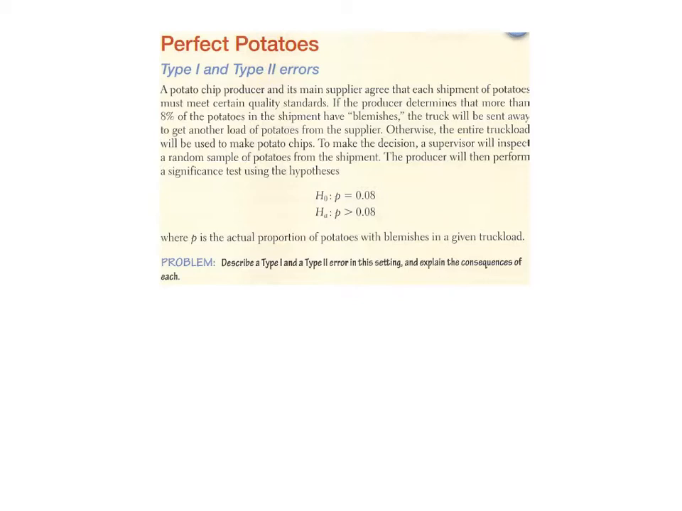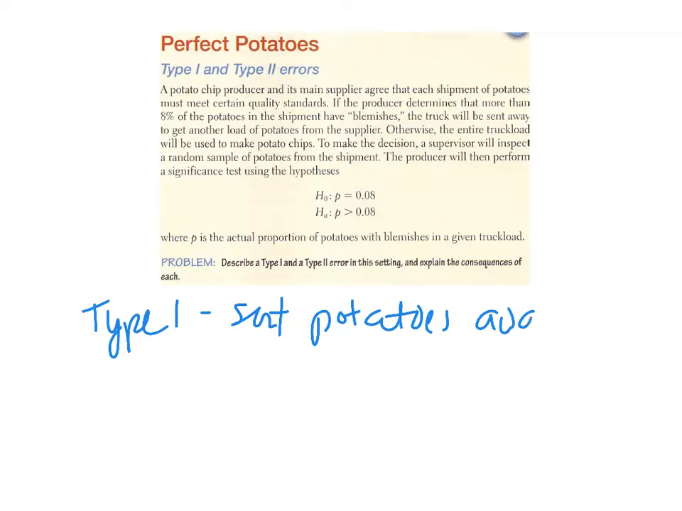And p here is our actual proportion of potatoes that have blemishes. So in this case, we're trying to describe a type 1 and a type 2 error and explain the consequences of each one. So remember, a type 1 error, we have a small p-value. We reject the null hypothesis when it is actually true. So in a type 1 error for this case, they would have sent the potatoes away. They would have rejected the null hypothesis and sent those potatoes away.